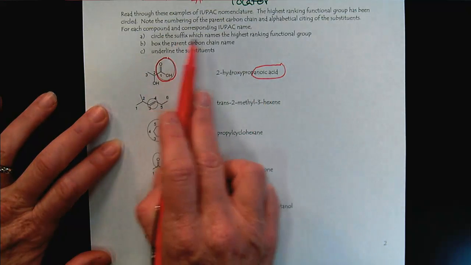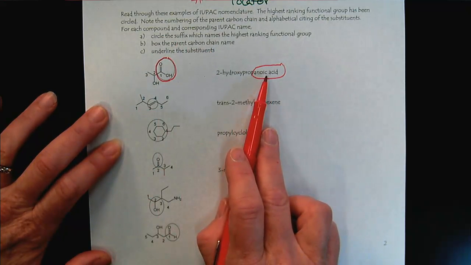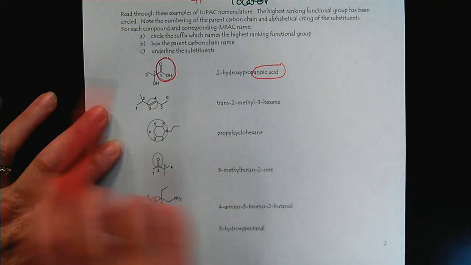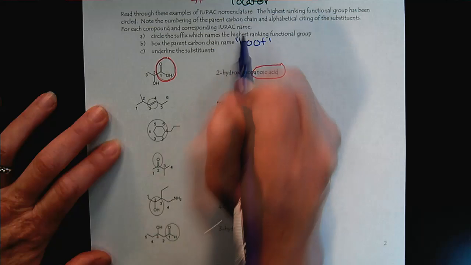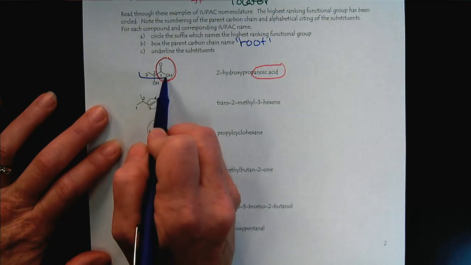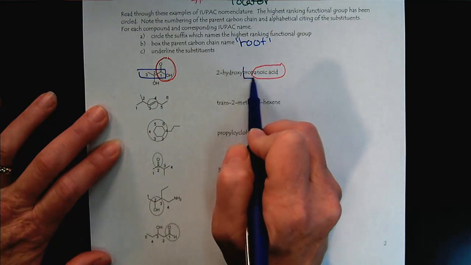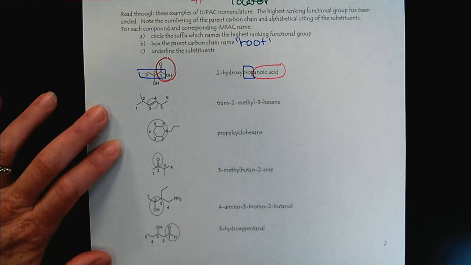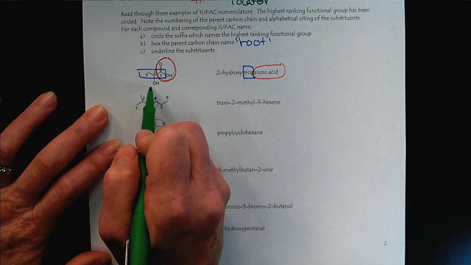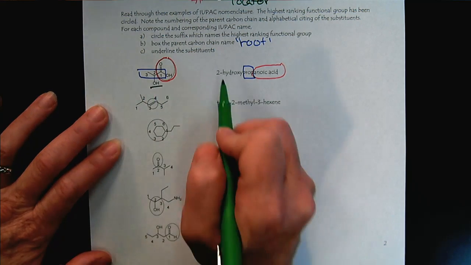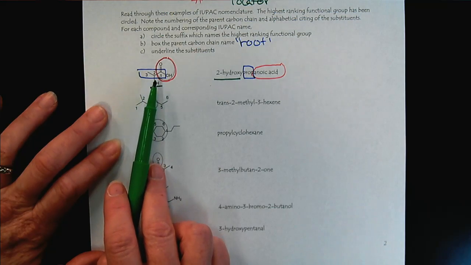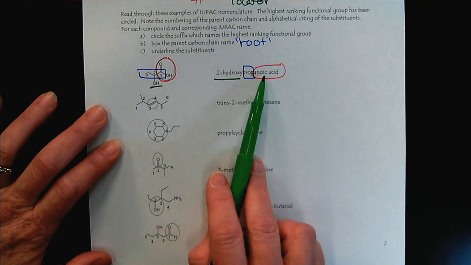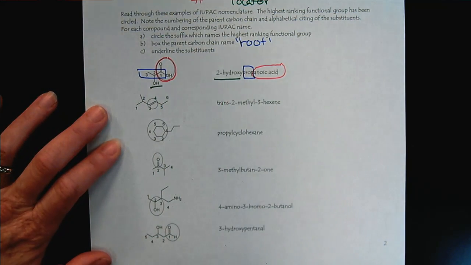All right, so we've circled the suffix with the highest ranking group. Now let's put a box around the parent carbon chain, what we refer to as the root, right? So we have a 3-carbon parent chain, and that gets described by prop, all right? And then the last bit, we would underline substituents. So we have an alcohol, a hydroxy group, so 2-hydroxy. So we can see where every atom of our compound has been described through the name. It's really a very elegant system.